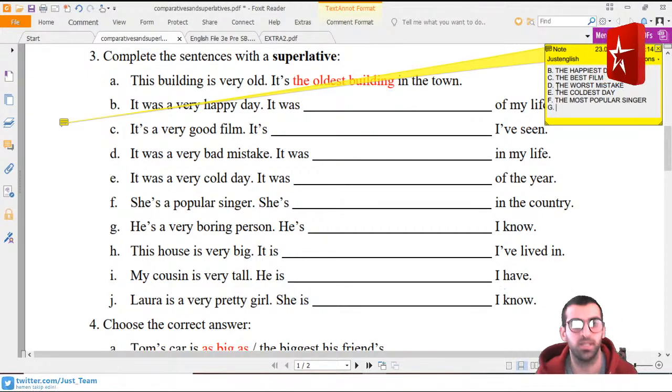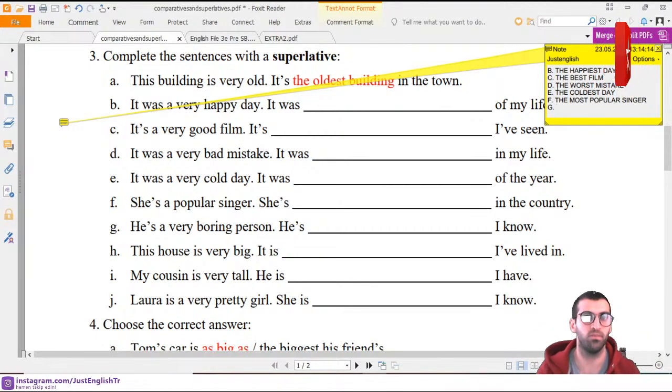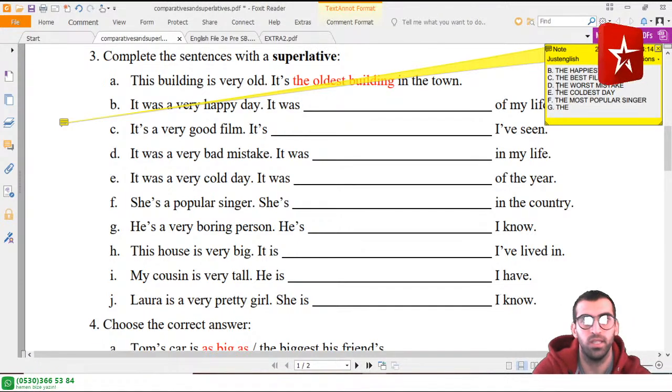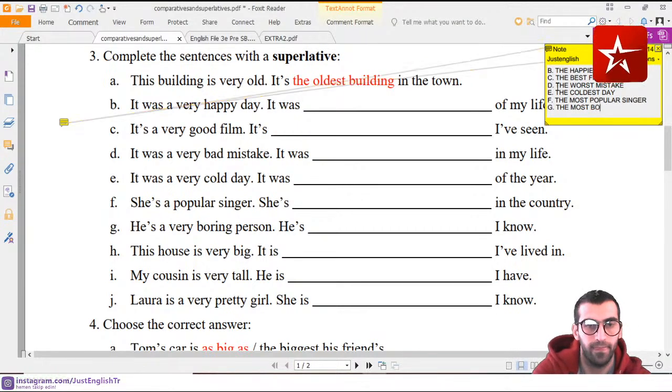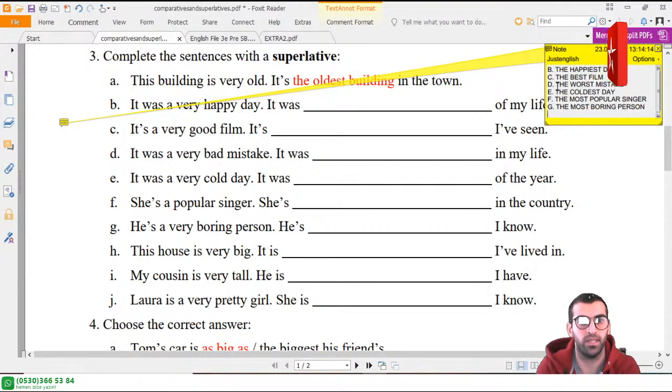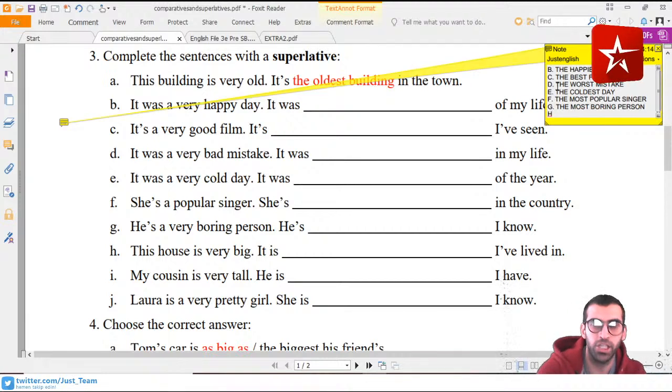Yes, guys, your answers are really awesome. Perfect. Part G, he's a very boring person. He is the most boring person I know. Yes. He is the most boring person I know. That's the correct answer for G. Fantastic. And let's continue with H.